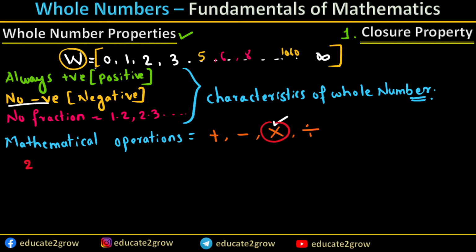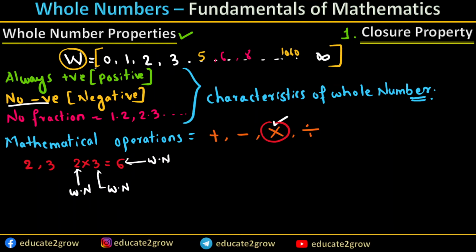Let's take 2 whole number, comma, 3. Okay, and let's do this operation. 2 into 3, you get 6. See here, what is the result? This is a whole number, right? And this as well whole number, and this as well whole number. So all are whole numbers in this, so the result comes within this. Okay, first condition is satisfied.